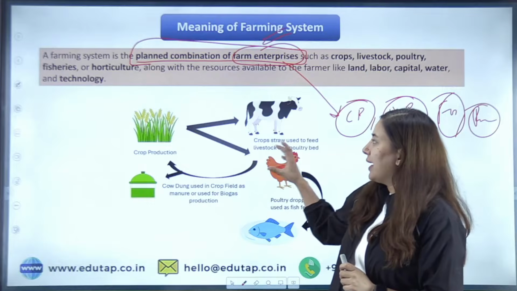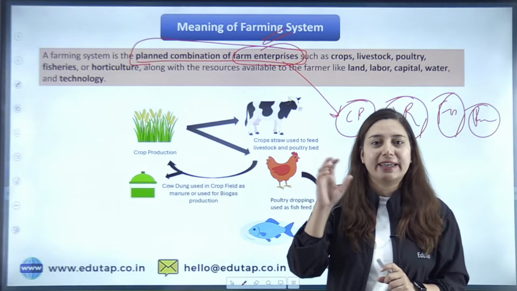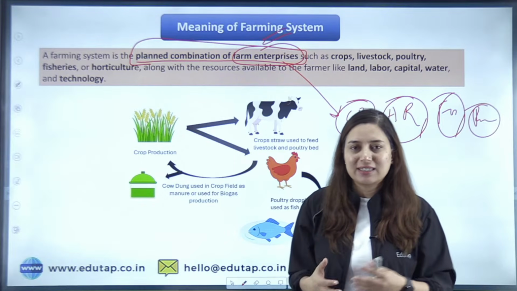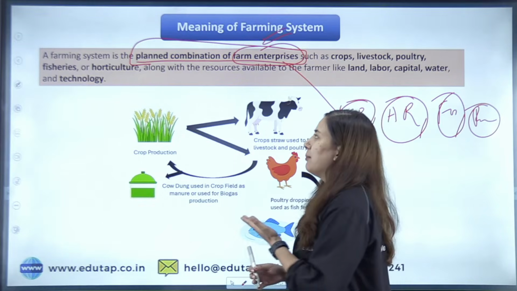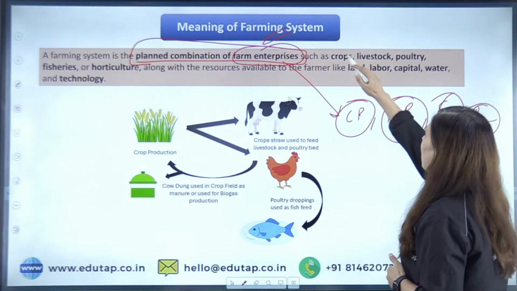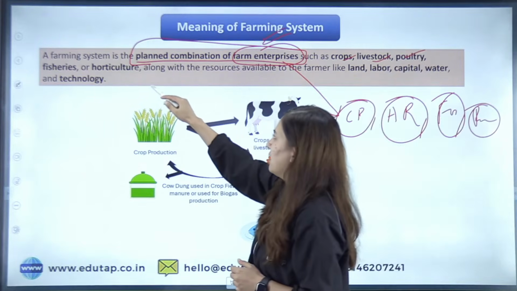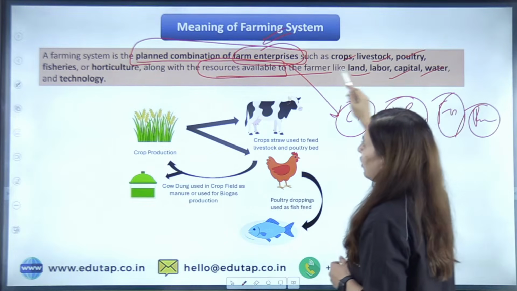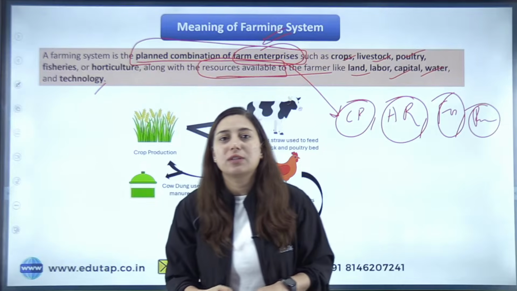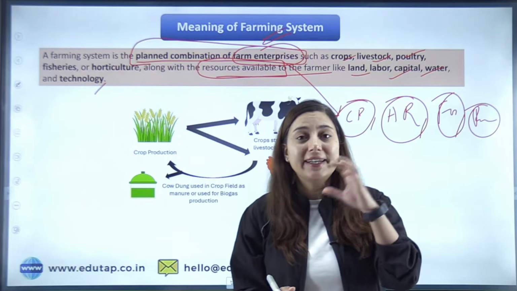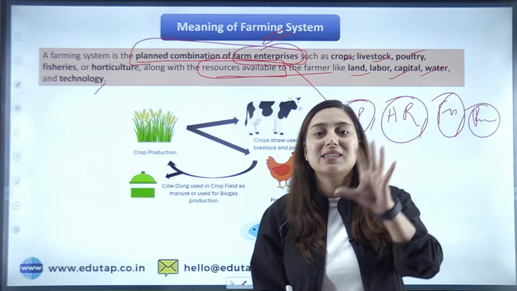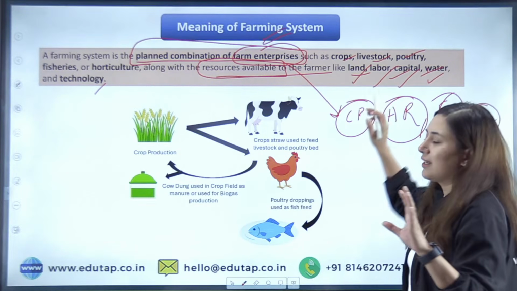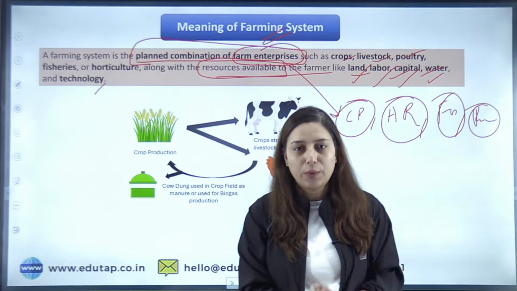And when we combine more agriculture enterprises in a planned way, such as crop, livestock, poultry, fisheries, horticulture, along with the resources available to the farm like land, labor, capital, water, and technology, the basic idea behind combining these enterprises is to utilize the resources, land, labor, capital, water, technology, in an efficient way, right?